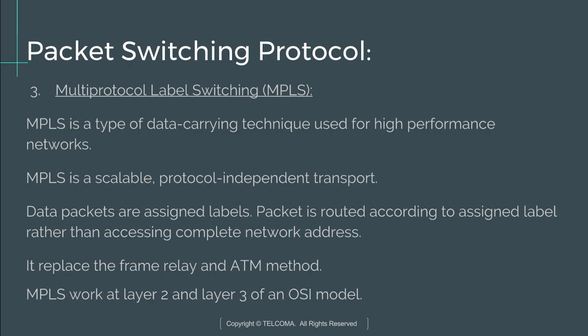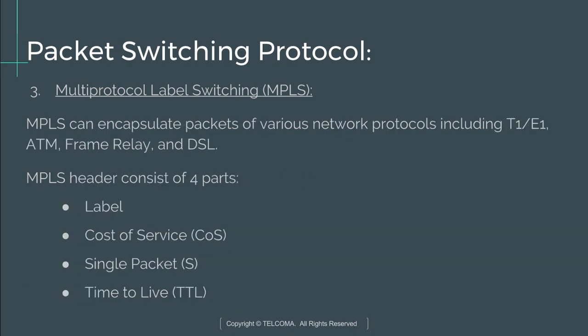transmission mediums. MPLS works at layer 2 and layer 3 of the OSI model, that is, over the data link and network layers. MPLS can encapsulate packets of various network protocols, like T1 or E1 lines, ATM, frame relay and DSL. The MPLS header consists of 4 parts: label, class of service COS, stack bit, denoted by S, and time to live TTL.